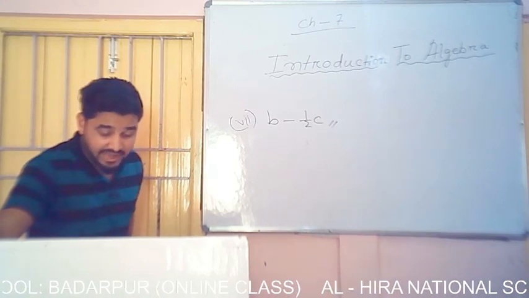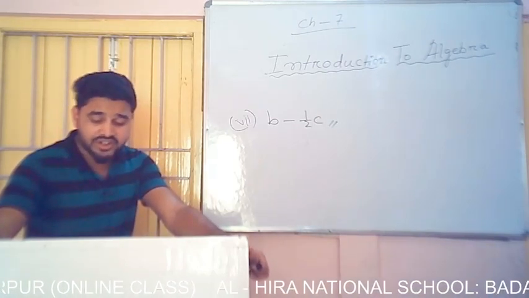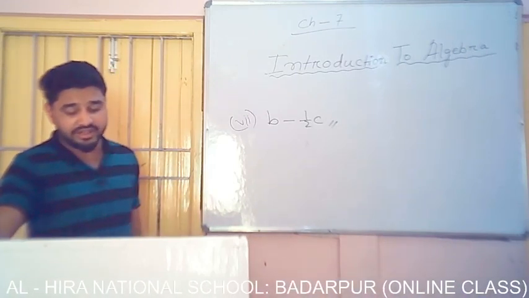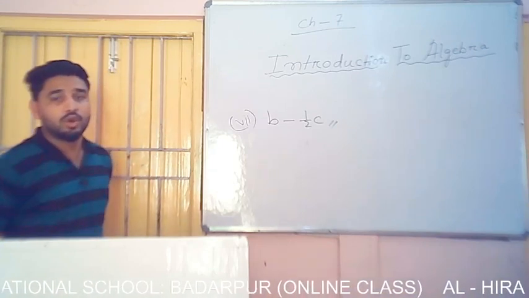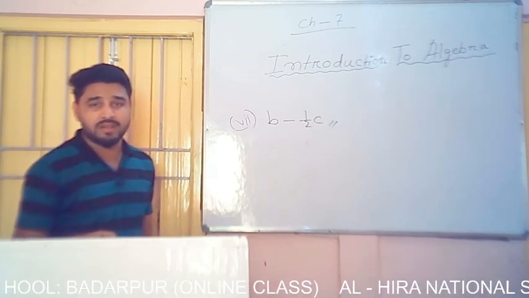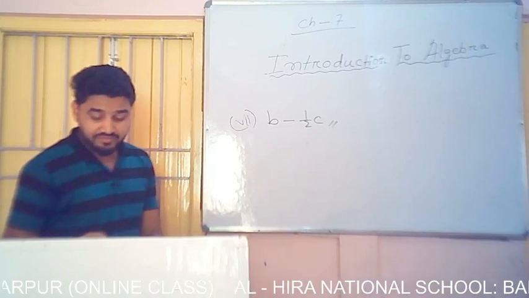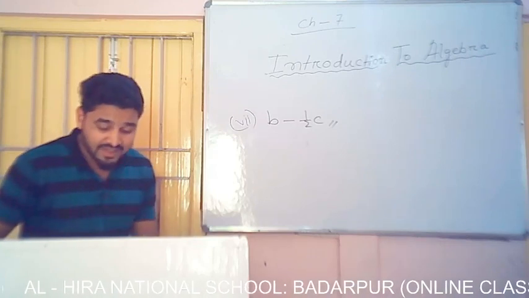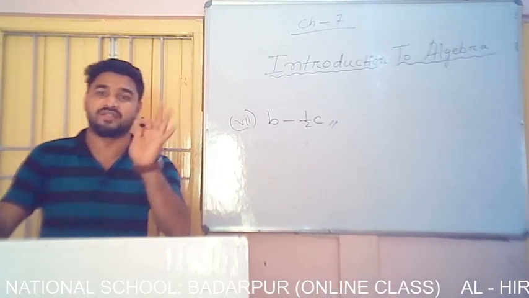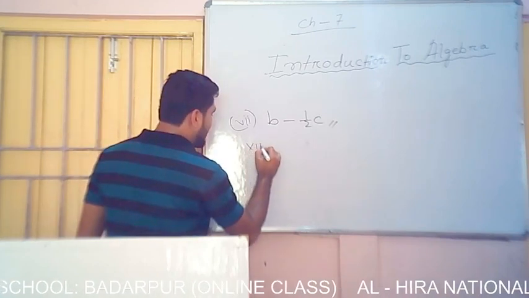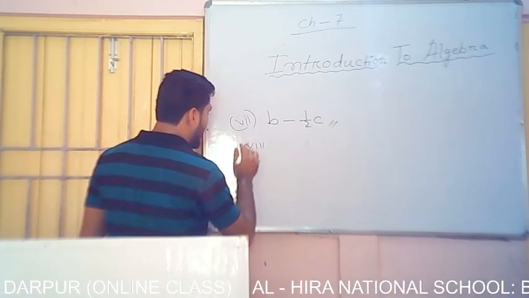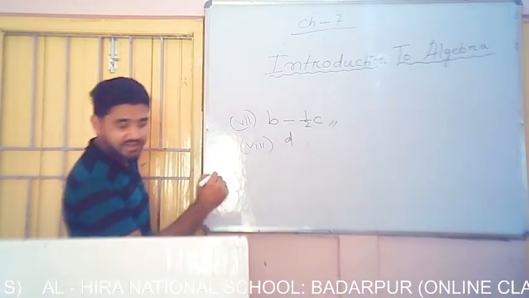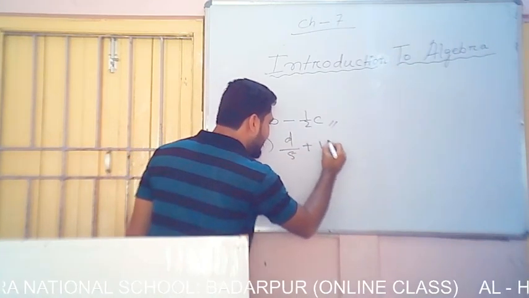Now come to question number 8. 15 more than the quotient of d and 5. 15 more than means plus, and quotient of d and 5 means what? Division. So it is given 15 more than the quotient of d and 5. That means we should write quotient of d and 5, that means d by 5. It is more than 15.